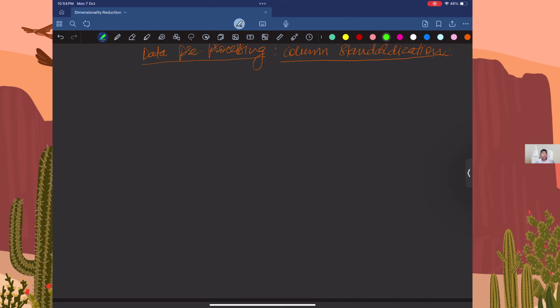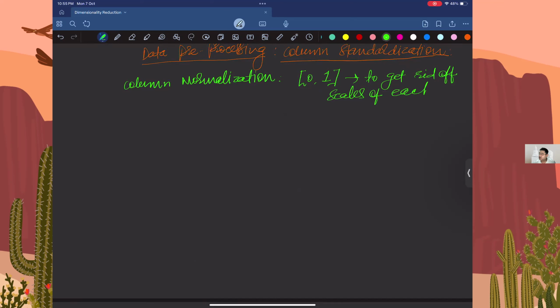Is this clear? Let me write this down. In column normalization, we converted the values between 0 and 1. And why did we do this? To get rid of the scales of each feature.